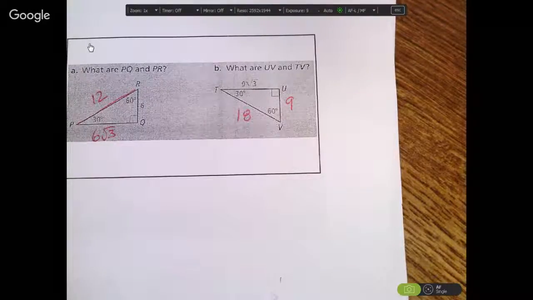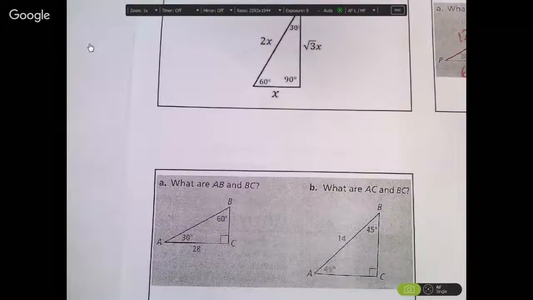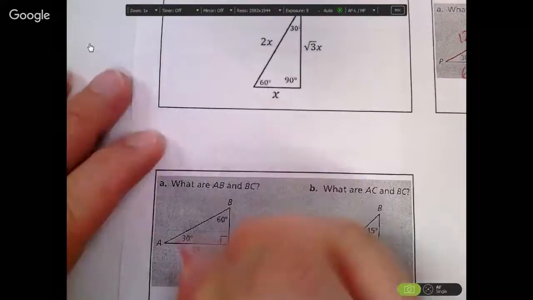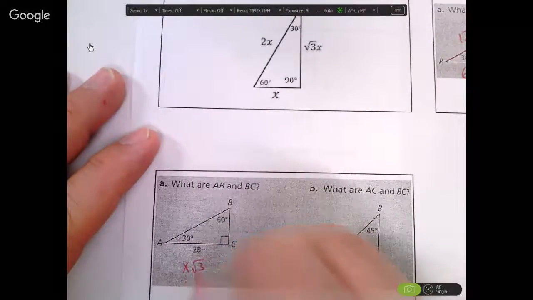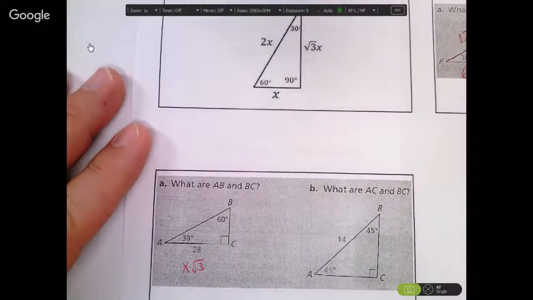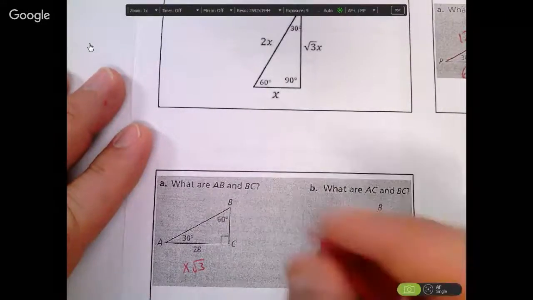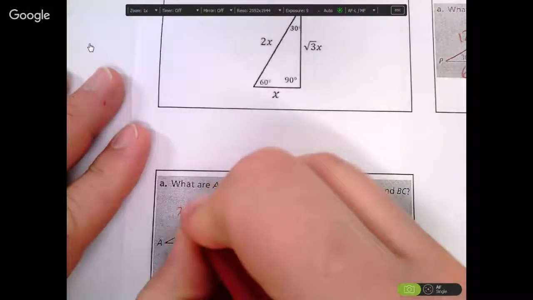14 and then 14. Oh, this one's not a, okay. 28 is the what side? The middle side. Okay, this is the x square root of 3 side. Wait, really? Yes. And this is the x side, and this is the 2x side.